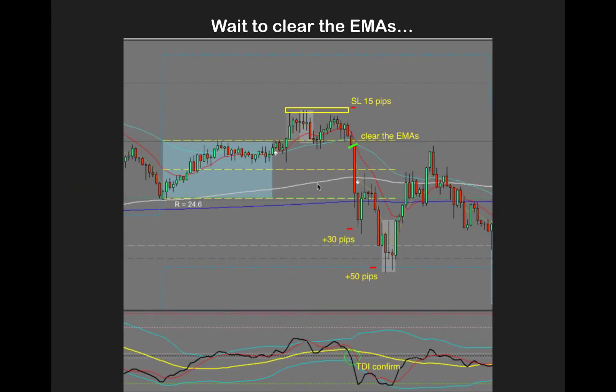Sometimes what you want to do is wait for the price to clear the EMAs. What do I mean by that? Let's take a look here. We have our Asian session box over here, and we got a breakout to the high of the day, which creates the first leg. I drew my box here. You see all these wicks here?